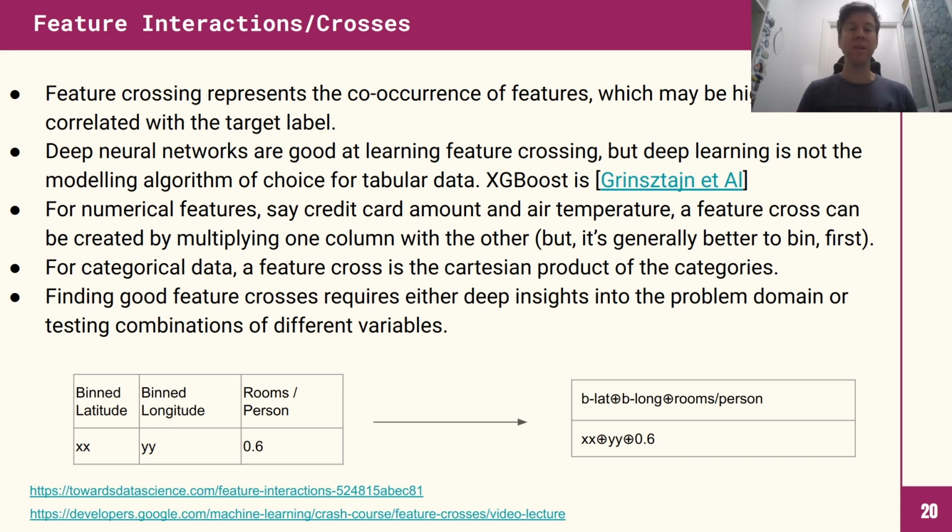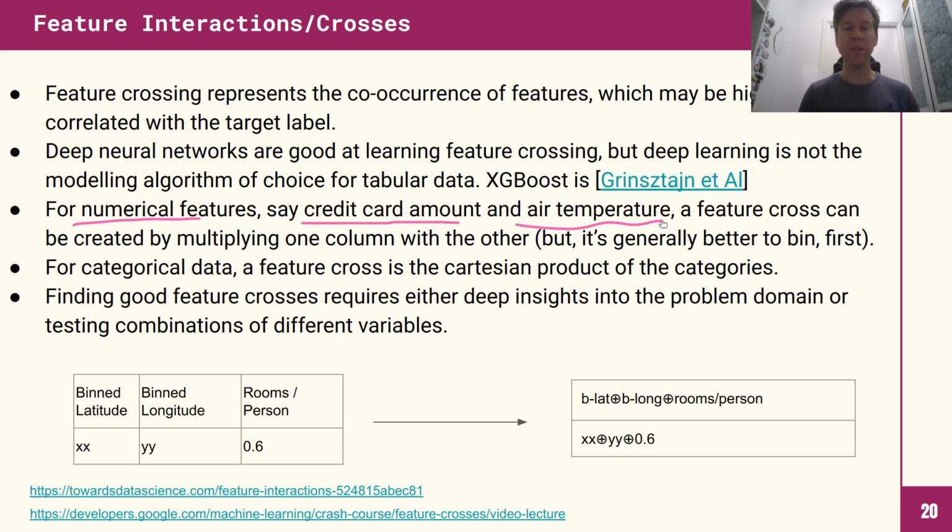Now, how do you implement a feature cross? If you have numerical features, what you can do is take, for example, the credit card amount we saw in our fraud example, and let's assume we got another feature from another data set. So we know the air temperature at the time that you paid for this amount on your credit card, and we could implement a cross by multiplying the credit card amount, the amount of money you spent, and the temperature. The problem with this is that, of course, it's going to be very sparse.